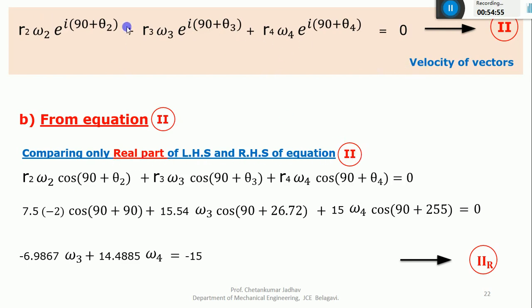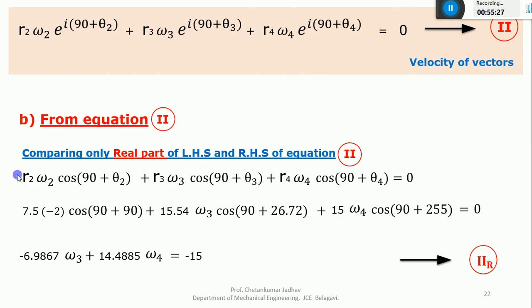So what is the real part of this equation? That is r2 omega 2 cos (90 + theta 2). As I solved in the exercise problems, directly by seeing this equation, you should be able to write the real part of this one. That is r2 omega 2 cos (90 + theta 2). Similarly, r3 omega 3 cos (90 + theta 3), and r4 omega 4 cos (90 + theta 4). This is the real part of LHS, and the RHS is 0. It means again the real part will be 0.